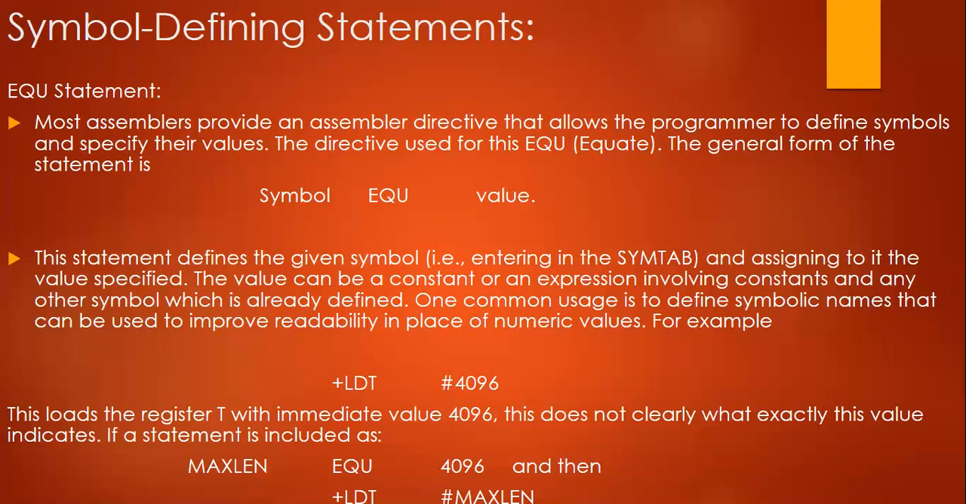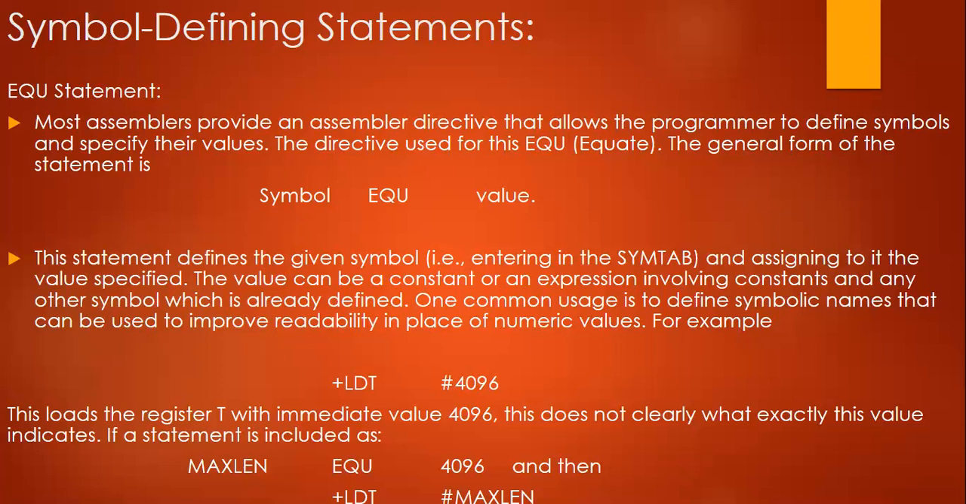The general form of this statement is, just observe: first, you'll have a symbol name. Later, it will be followed by a directive called EQU, meaning this symbol is equal to such value. Just observe, these are the three components of this particular definition. Symbol name will be equal to a particular value, and that value should be available.